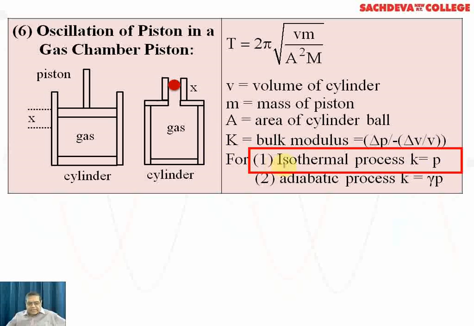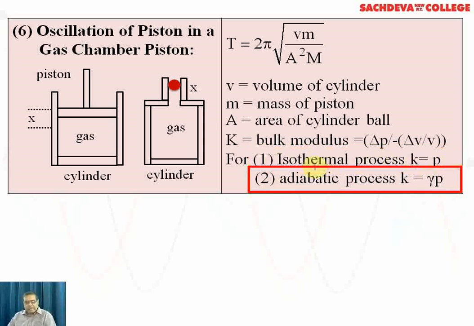For the first case, the isothermal process, the bulk modulus is equal to P, and in the adiabatic process, K will be gamma P. You can remember from previous knowledge that an isothermal process is one in which temperature remains constant, and it obeys Boyle's law. In the adiabatic process, temperature is not constant, so we take K is equal to gamma P, and gamma is Cp over Cv. Cp is the specific heat at constant pressure and Cv is the specific heat at constant volume. That is the meaning of gamma.